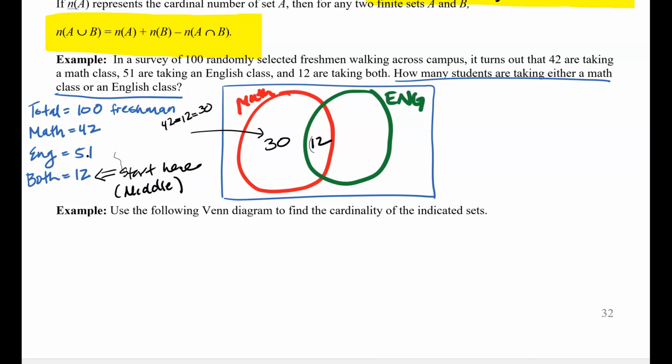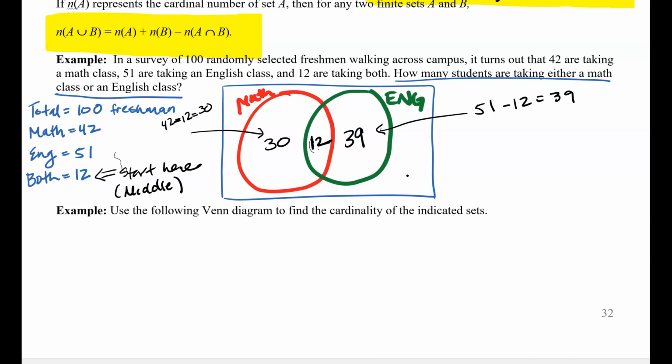Then we're going to do the same thing with English. English should be 51, but I can't just put a 51 here because there's already 12, and that wouldn't actually add to 51. So what I'm going to do off to the side here is 51 minus 12, and that gives me 39, and so I write 39 in this section. So altogether in English, I've got 39 and 12, which adds to 51.